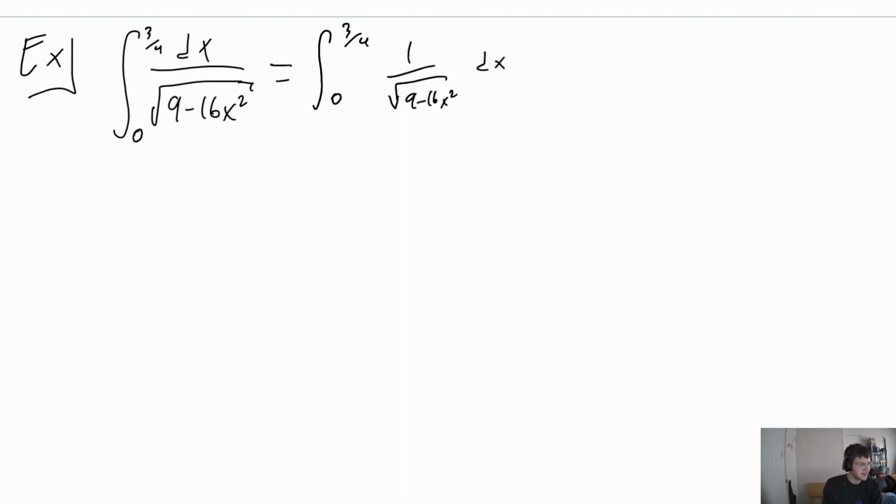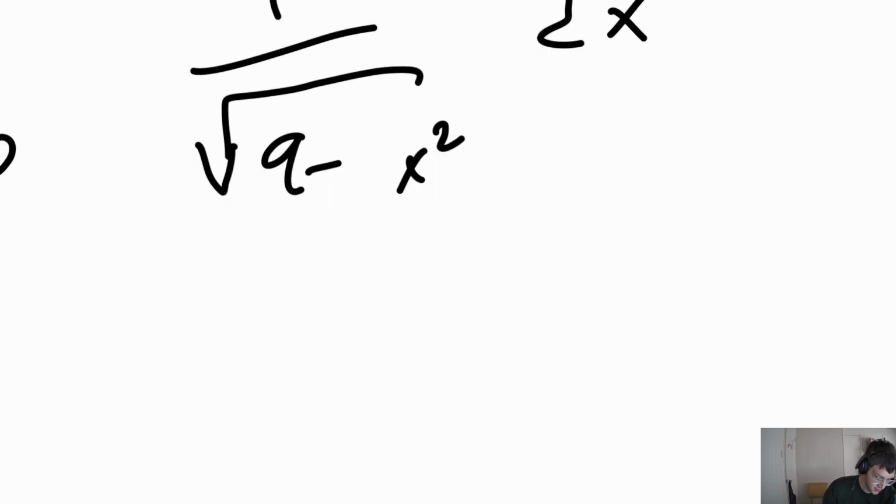Now, how do we take this integral? I don't know what the antiderivative of 1 over root 9 minus 16 x squared is, but maybe we can find out. One thing I do know, let me rewrite this 16 because it's not very good looking.